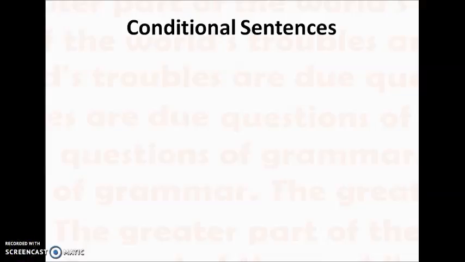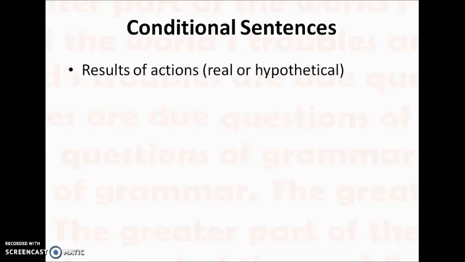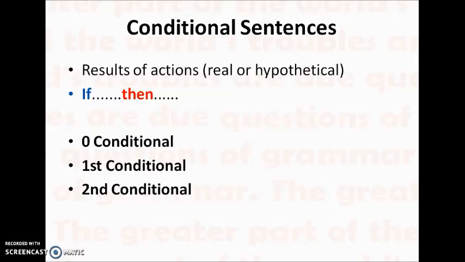Let's move to conditional sentences. We use conditional sentences to talk about real or hypothetical results of real or hypothetical actions. Typically, conditional sentences have two parts: the if part, which states the condition, and the then part, which states the result. There are four basic types of conditional sentences: the zero conditional, the first conditional, the second conditional, and the third conditional.